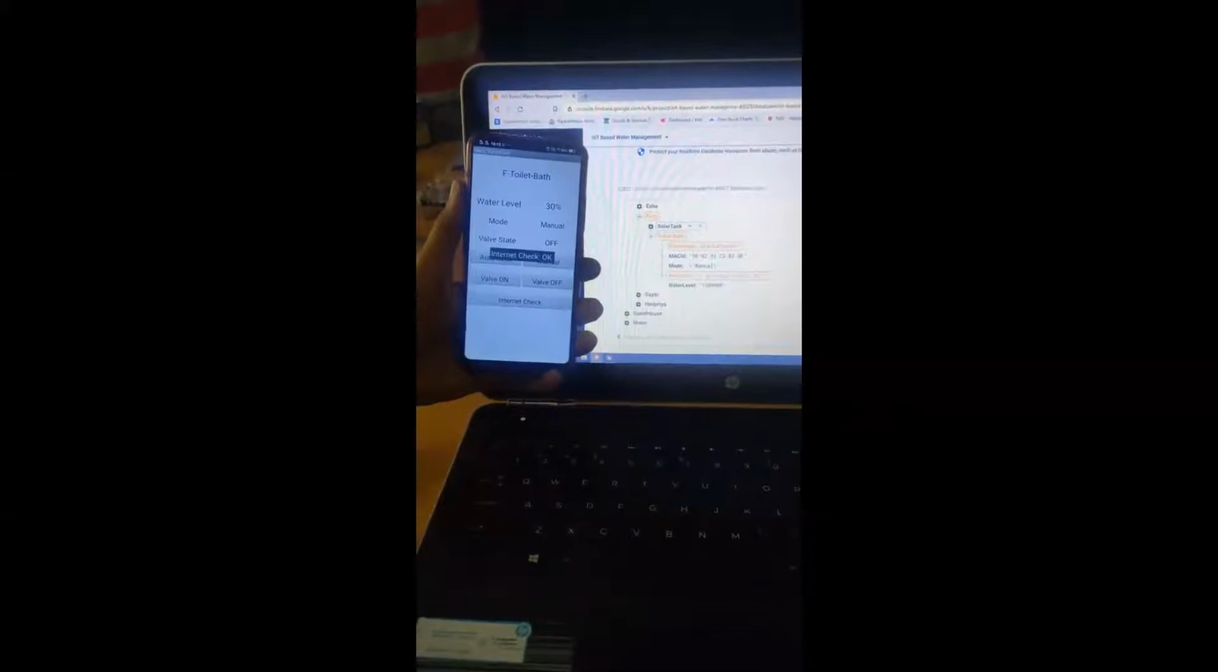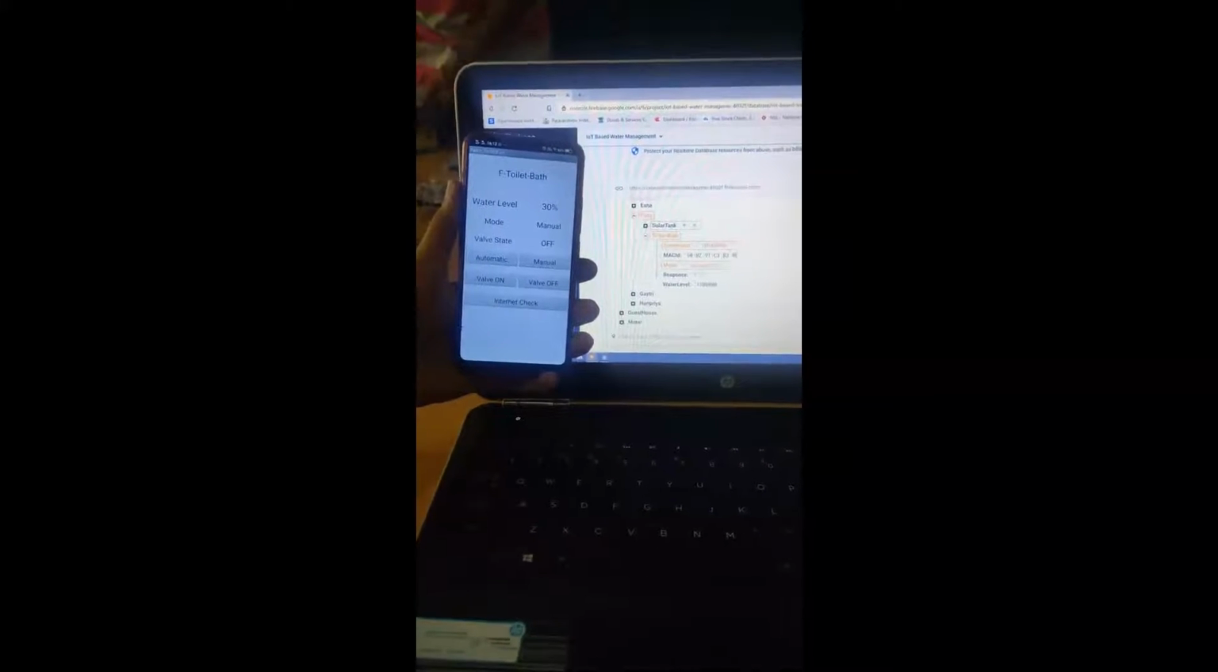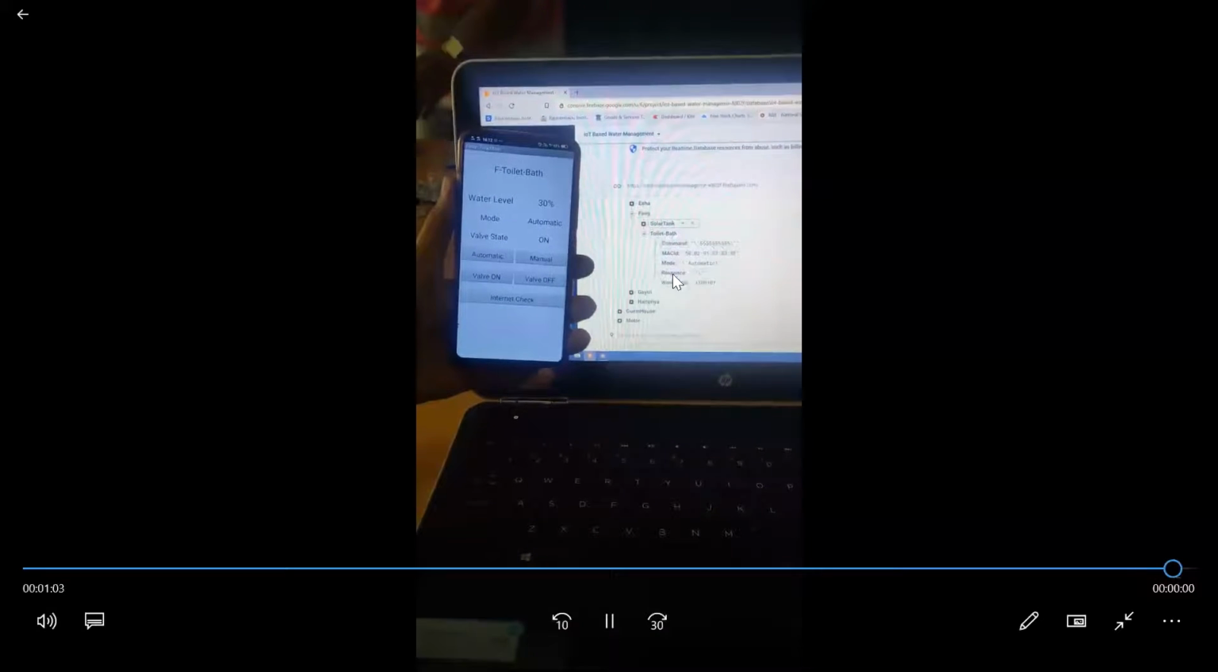Newly received internet data is shown in orange color. You will see it set to automatic mode. Whenever new data is received in the cloud, it is indicated in orange color.